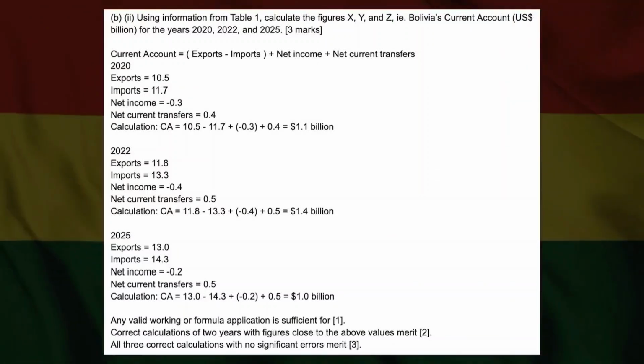2025: exports equals 13.0, imports equals 14.3, net income equals negative 0.2, net current transfers equals 0.5. Calculation: CA equals 13.0 minus 14.3 plus negative 0.2 plus 0.5 equals $1.0 billion. Any valid working or formula application is sufficient for 1 mark. Correct calculations of 2 years with figures close to the above values merit 2 marks. All 3 correct calculations with no significant errors merit 3 marks.